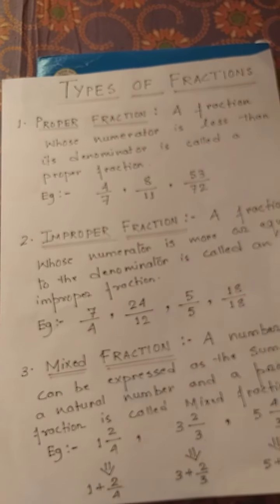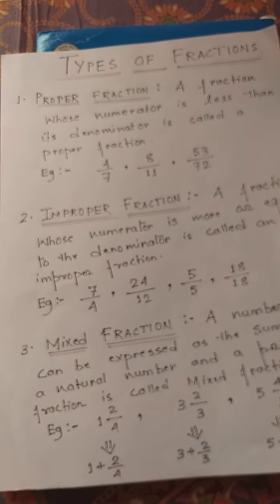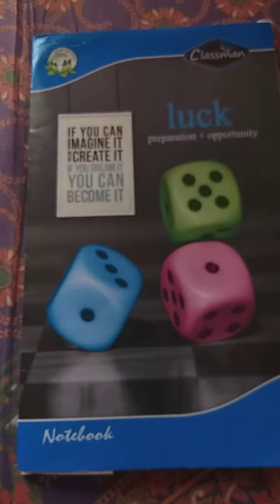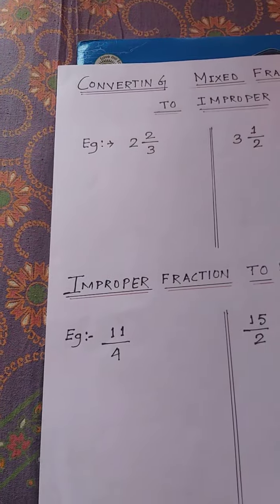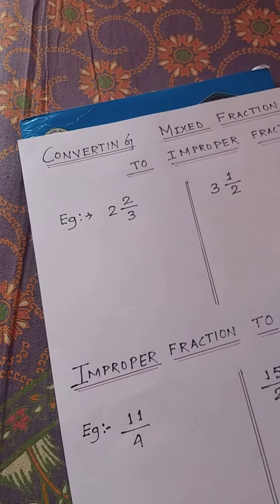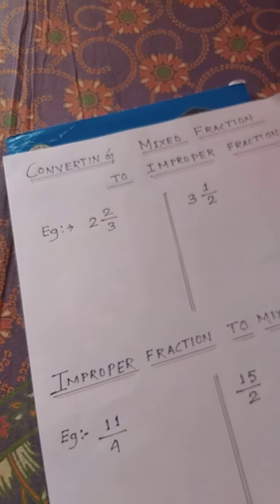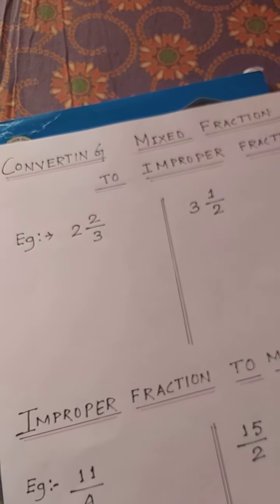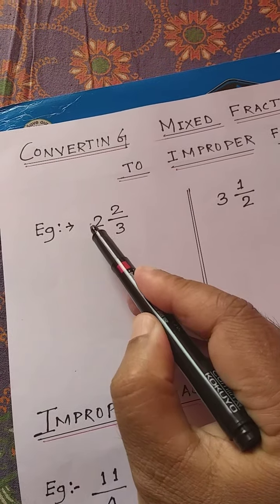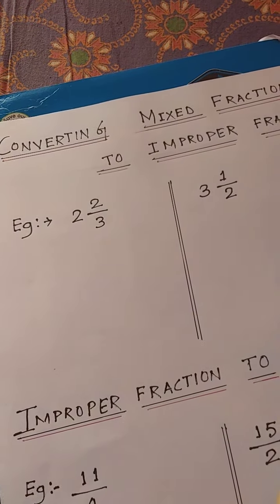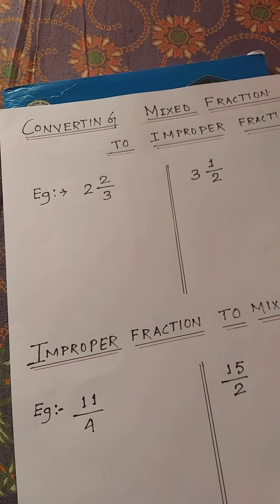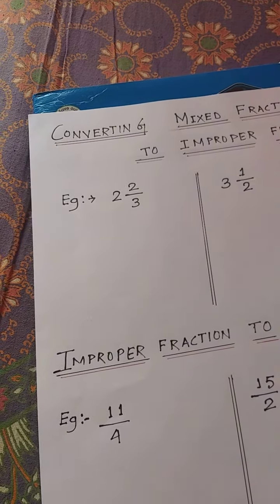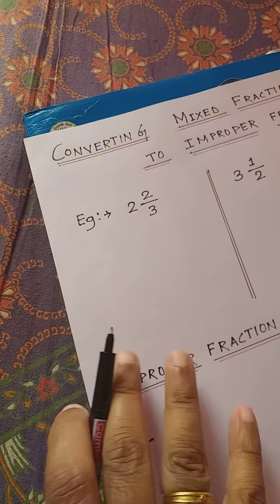Now we'll learn how to convert mixed fraction to improper fraction. Okay, students? So let's learn. What I've written is converting mixed fraction to improper fraction. That means we have to convert this mixed fraction form to improper fraction. Improper fraction is what? Yes, where the numerator will be more than the denominator. Now let's see how to convert this.